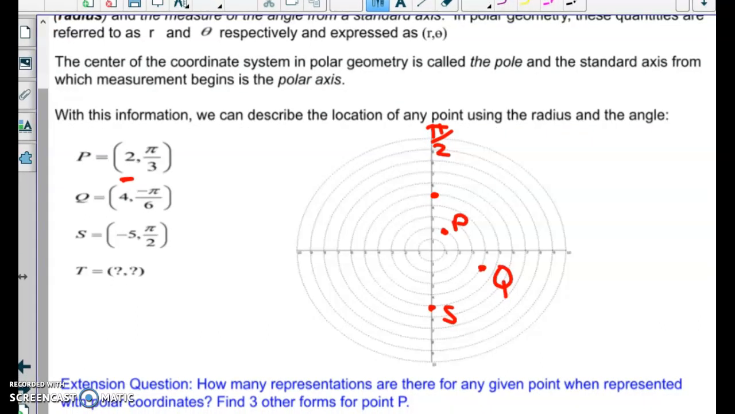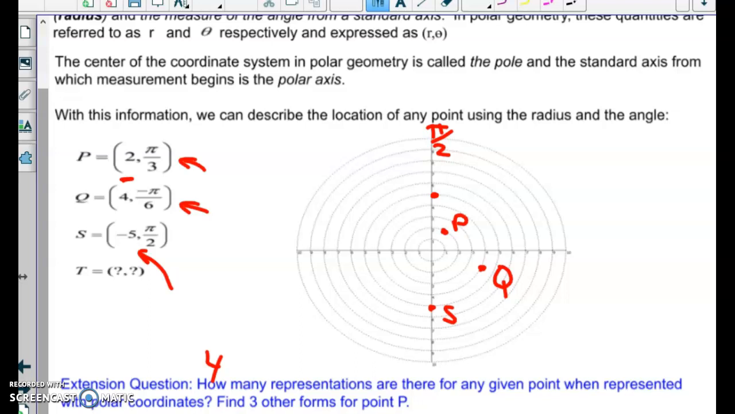All right. How many representations are there for any given point when represented in polar coordinates? Find 3 other forms for point P. Well, of course, the answer is 4. So there are 4 representations for each point, and we kind of showed it in a couple different ways. We can have positive angles, we can have negative angles, we can have positive radii, and we can have negative radii. That's where the 4 answers come from.